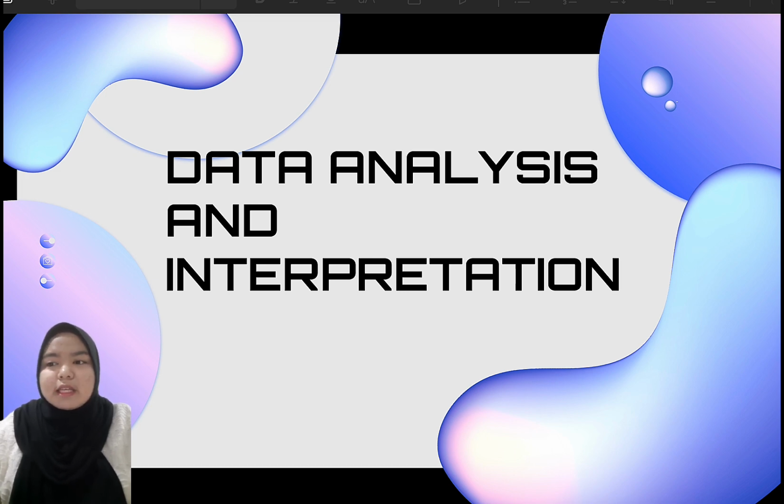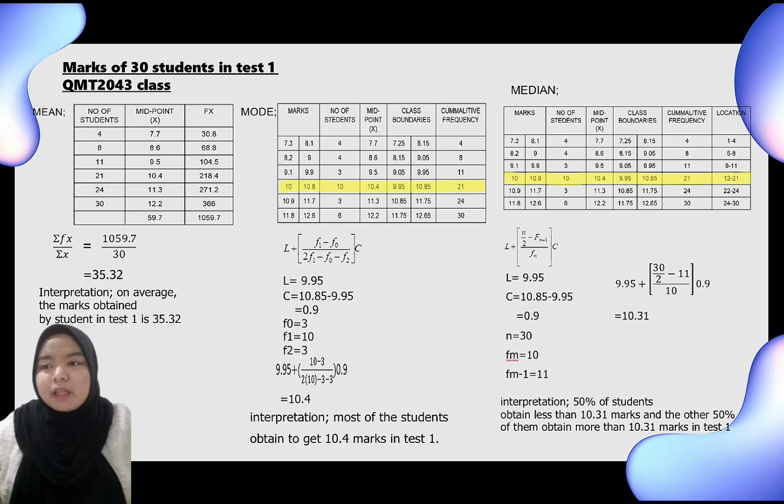Okay, hi, my name is Nur Azmiza binti Azhar, BDB 020. Okay, I want to present data analysis and interpretation: mean, mode, and median. Marks of 30 students in Test 1 QMT 2043 class. This table is from data preparation. In this table we have number of students, midpoint, and FX. The formula for mean is total FX per X.